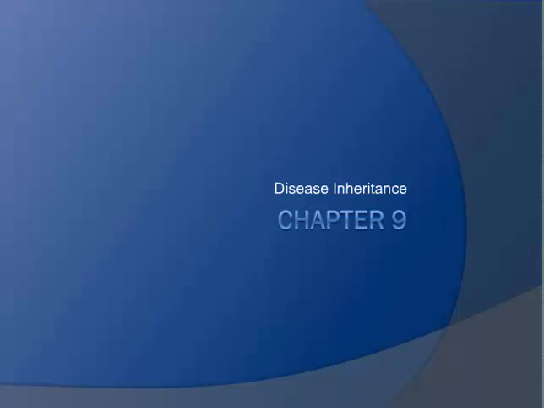To wrap up Chapter 9 then, what I want to do is look at some common disease inheritance patterns that we might see in humans. There are many, many types of disease inheritance patterns, and many of them are very complex, but I just want to look at a few of the basic and the more common patterns, and then look at some specific disease examples for those.